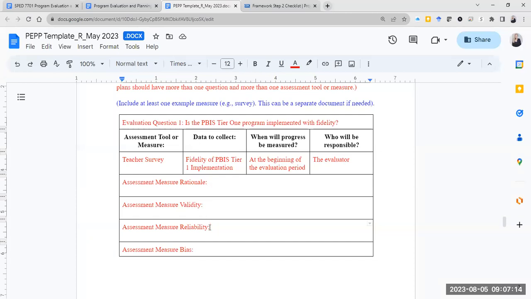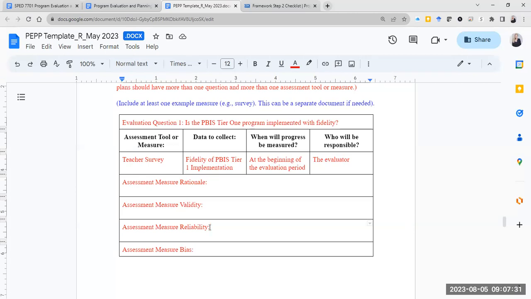Reliability. Usually with a survey, if it's a Likert-type scale, like a 1 to 5, reliability means two observers are seeing the same thing. Usually surveys are reliable because when we analyze those data, it's just mean scores.